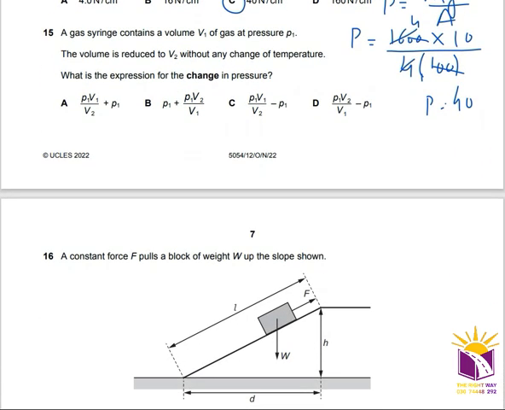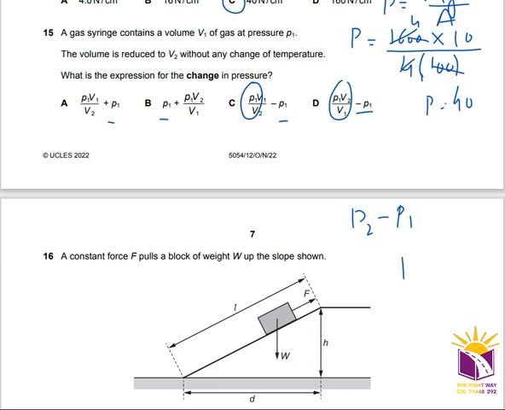Question number 15. A gas syringe contains a volume V1 of gas at pressure P1. The volume is reduced to V2 without any change of temperature. What is the expression for change in pressure? Change in pressure will be equal to P2 minus P1. But here we only have P1, and the options have some other fractions. How can we find that?